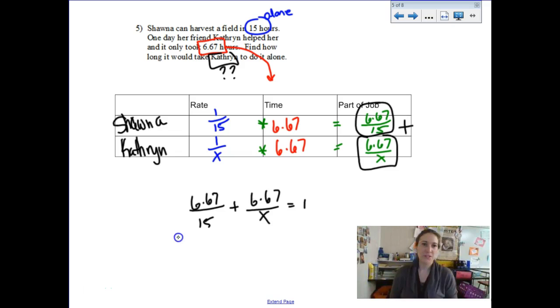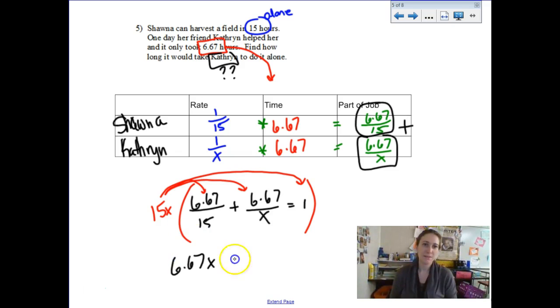So, parentheses around the entire equation, and this is more reminiscent of the last lesson where we had variables in our denominator, so 15x would be the common multiple we're going to use here. When you multiply 15x to every fraction, including the 1, in that first fraction the 15s would cancel, but the x remains, so you still have 6.67x. And in this last fraction, the x's cancel, so you have 15 times 6.67, and I get 100.05.